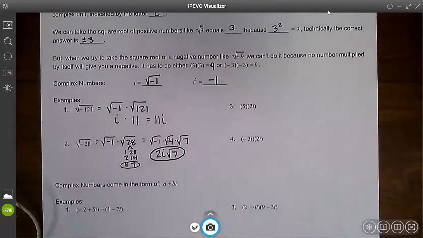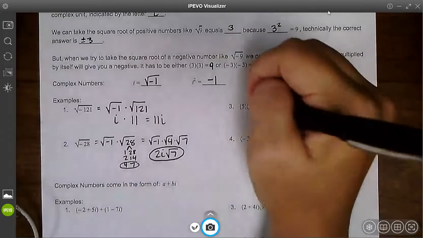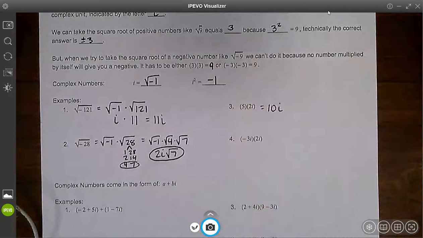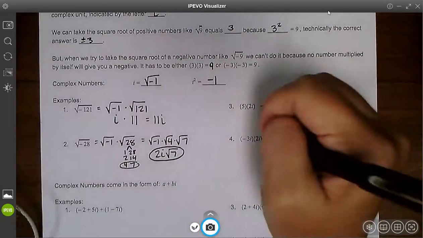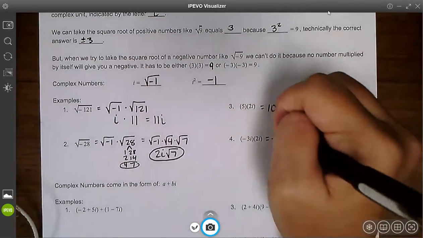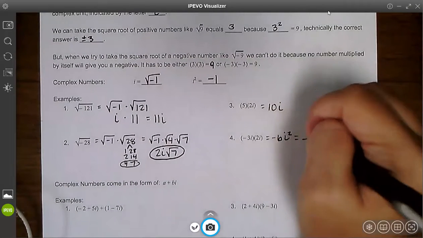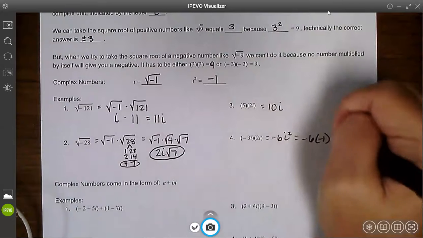Now when we operate with these complex numbers, you just operate on them as if i were a variable. So 5 times 2i is just 10i. The next one, negative 3i times 2i. Negative 3 times 2 is negative 6. i times i is i squared. Never leave it as i squared. Always take that and plug it back in with a negative 1. So this is equivalent to negative 6 times negative 1, which is positive 6.